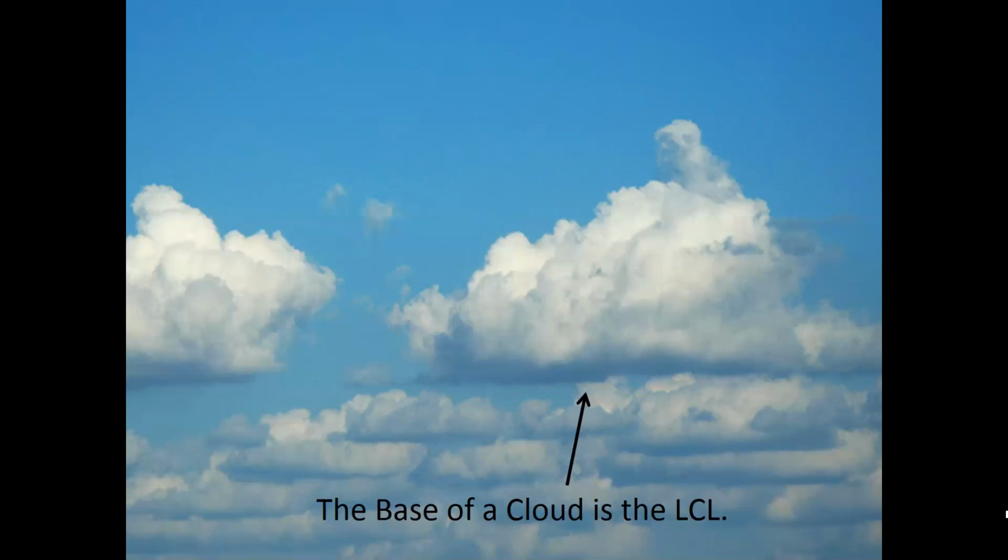Now, the lifted condensation level is actually really easy to identify. All you have to look for is one, where does the parcel cool to the dew point? And two, where is the base of a cloud? The base of the clouds is the lifted condensation level. Everywhere below that, the parcel was too dry and too warm to condense. At that cloud height, at that base, that is where the parcel cooled enough.